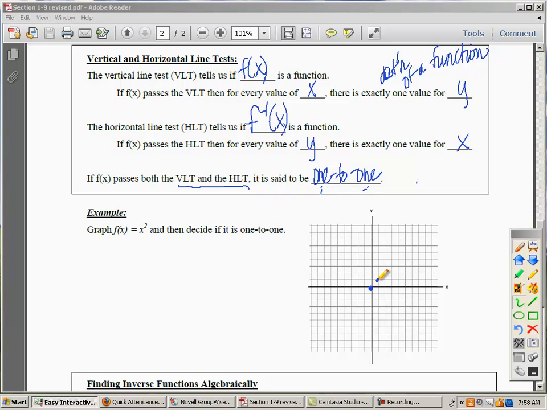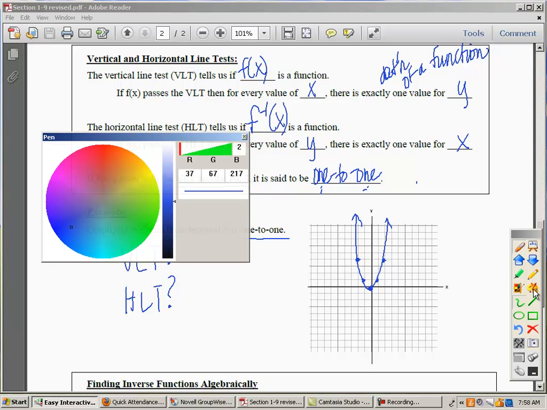So we've graphed this many a time. Let's quickly put this graph up, and we're going to ask you if it's 1 to 1. So I'm going to do this. Does it pass the VLT? Does it pass the HLT? If I can say yes to both, then it is a function. It is 1 to 1.